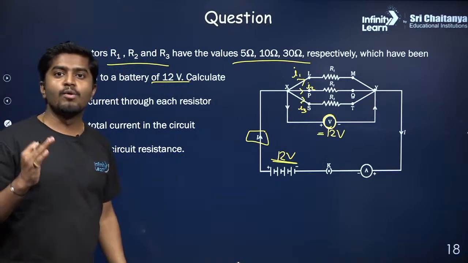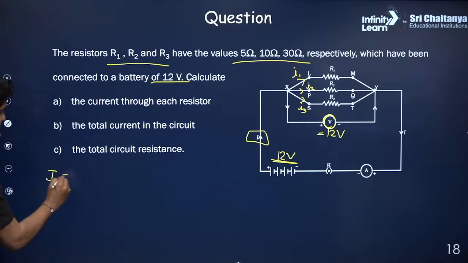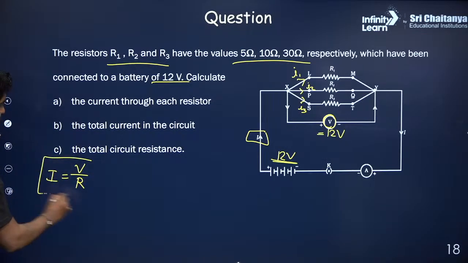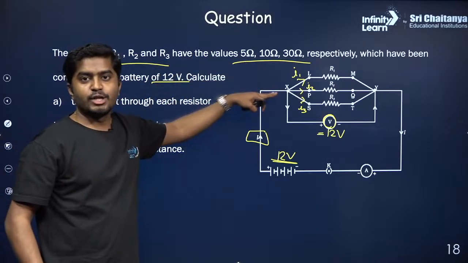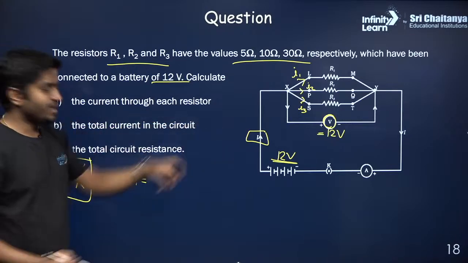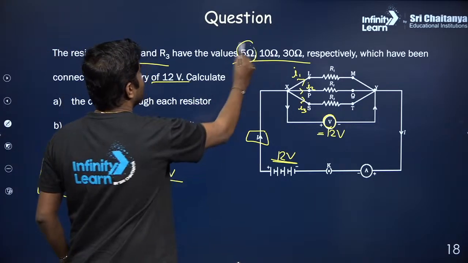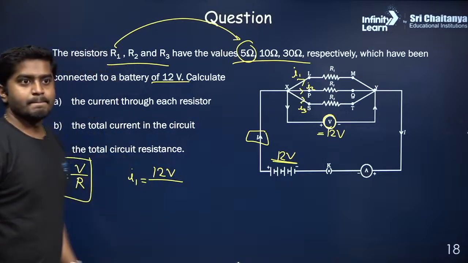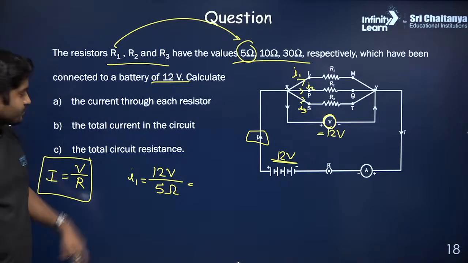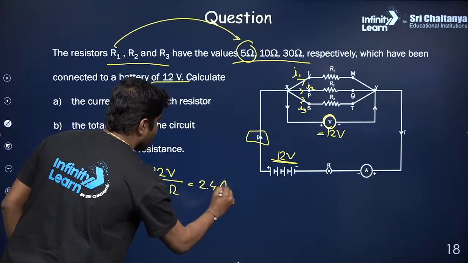So we will have to use Ohm's law. What is Ohm's law? Ohm's law says that current is equal to potential difference divided by resistance. We use this to calculate I1, I2 and I3. So I1 will be equal to V, which is constant, 12 volts divided by R1. What is R1? R1 is 5 ohms. Correct? So 12 divided by 5 comes out to be 2.4 amperes.